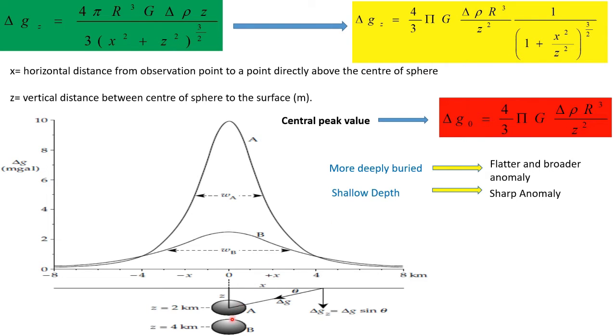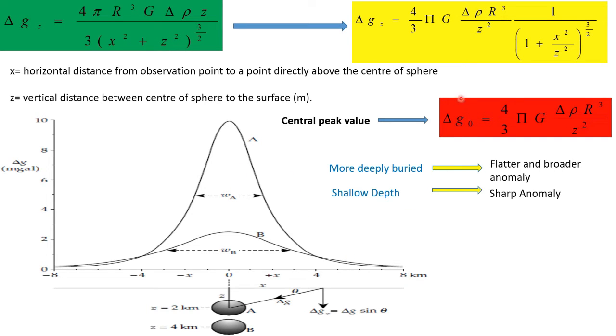If the sphere is more deeply buried, that means Z is larger, so that term decreases less rapidly compared to the term for the sphere at a shallower depth. So for the sphere at a shallower depth, the Z value is less than that of B. For a smaller Z value, the delta ZZ term decreases more rapidly.